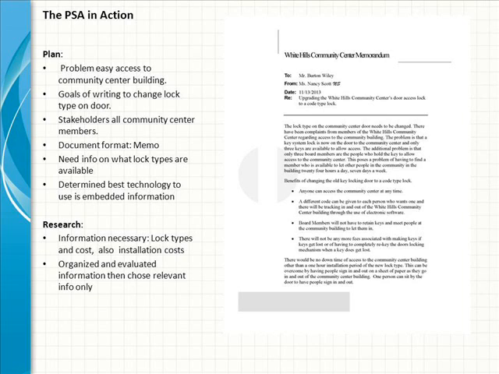This is how I used the planning and research steps. The problem was lack of access to a community center building. You could not get in unless someone met you there to unlock the door and let you in. In the plan, I decided I needed a memo format and that I needed to get information on a better locking mechanism, including costs associated with it. I decided my audience was the board members.